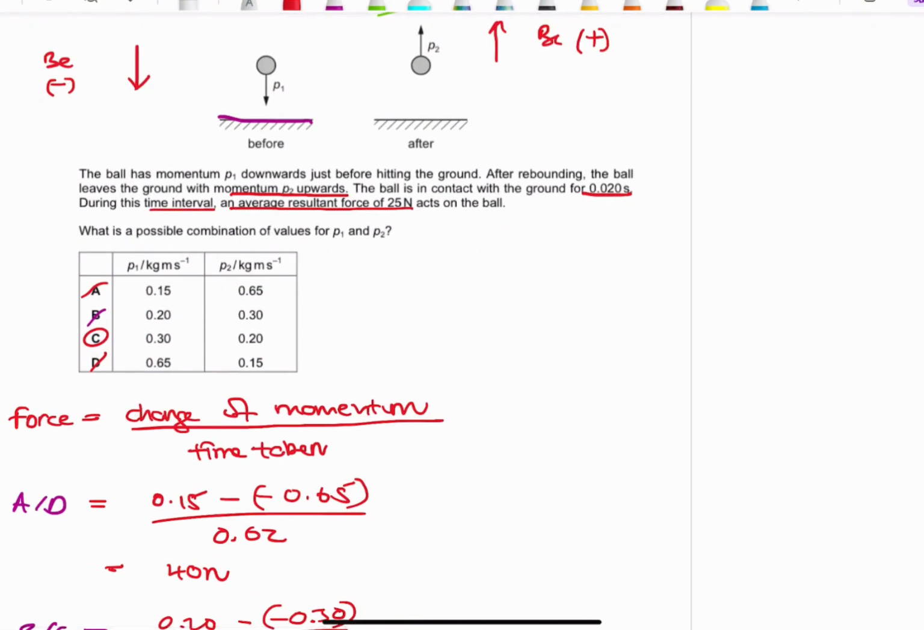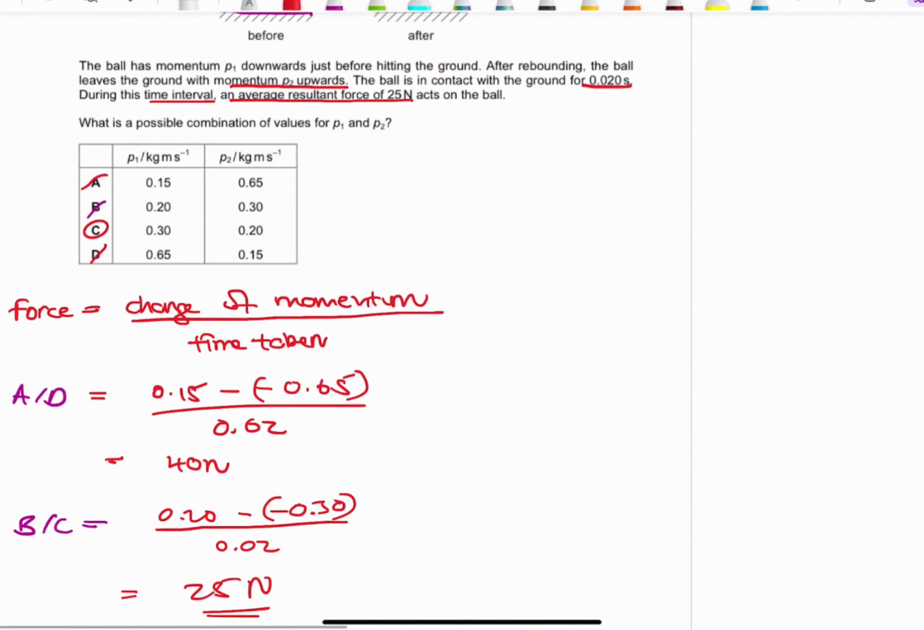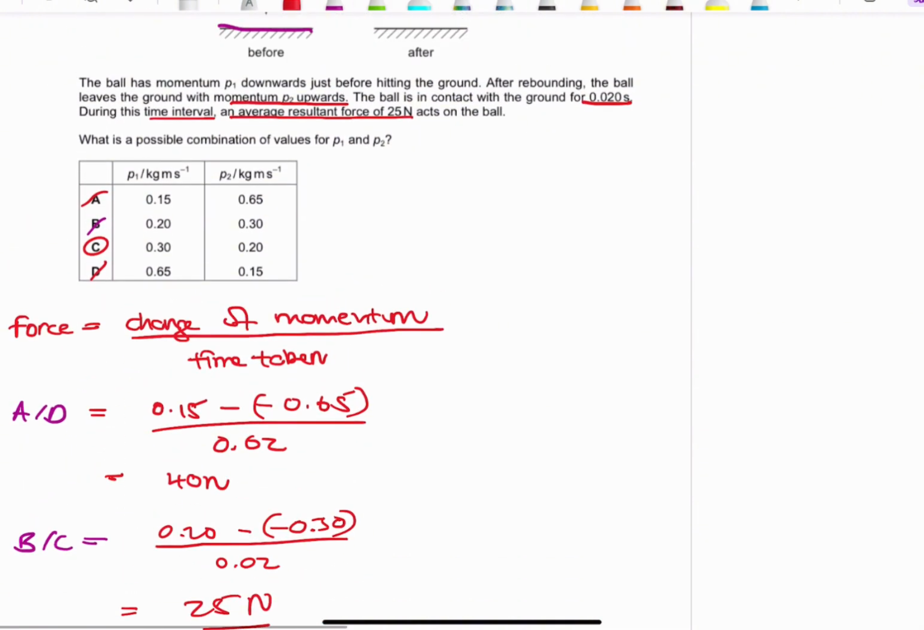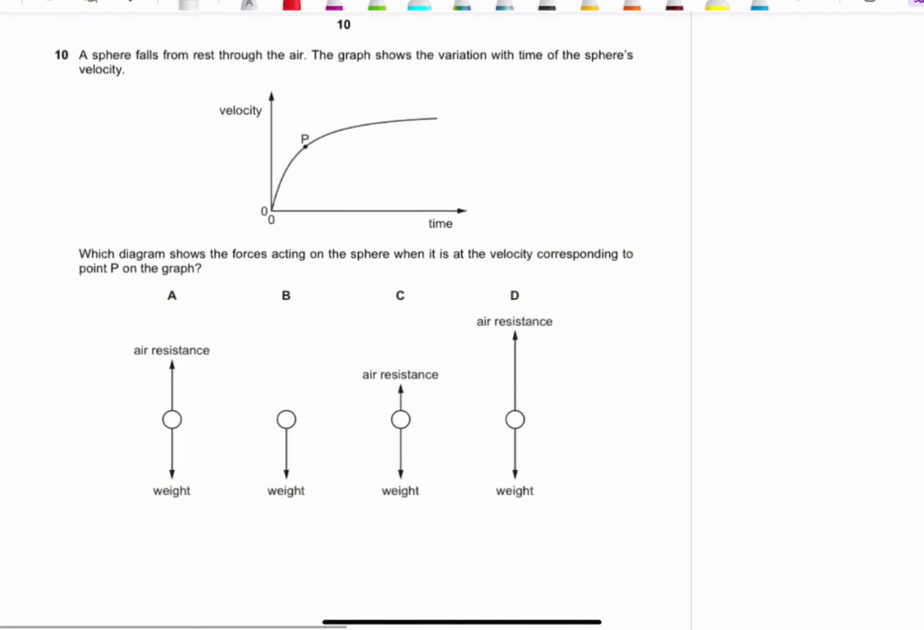After that, know that momentum afterwards cannot be greater than momentum before. It just doesn't make sense, right? Because momentum has to be conserved. And if the ground is also absorbing a certain force, the momentum should actually decrease, right? And after that, you calculate the resultant force. You prove that the force is actually 25 newtons, right? Very important.